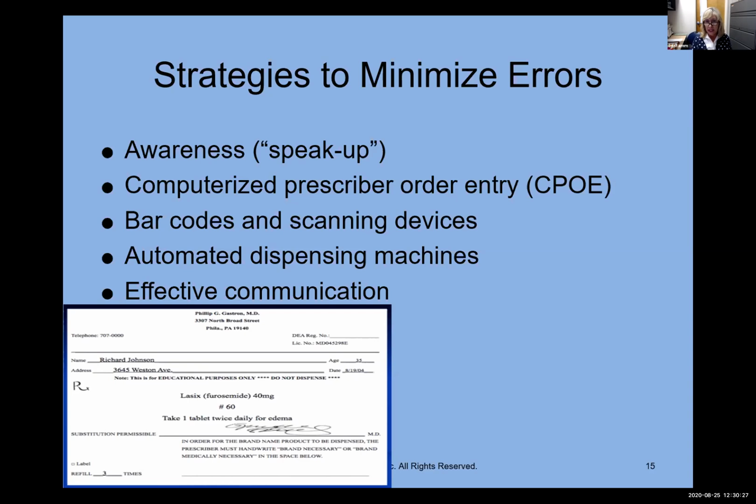So the fact that they can now type those into the computer has really cut down on a lot of medication errors just because of trying to interpret.